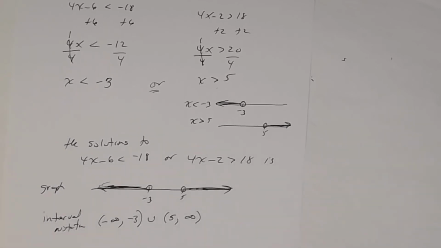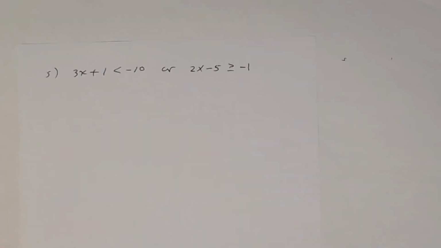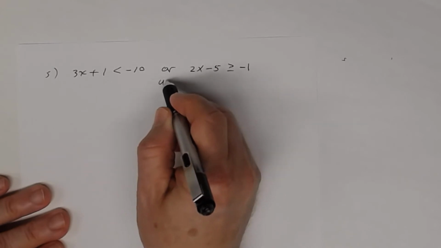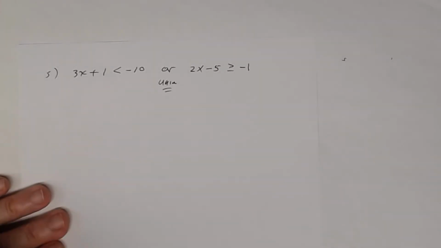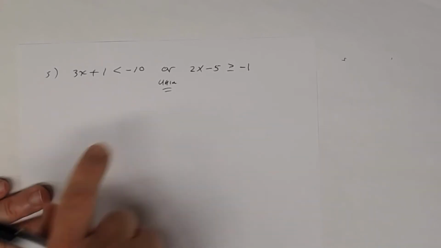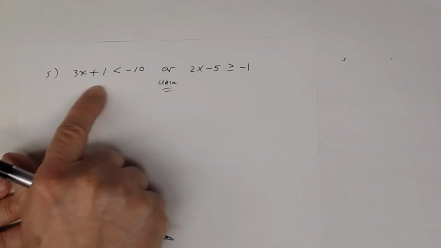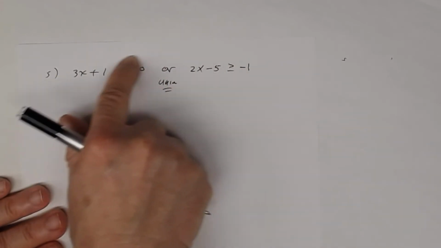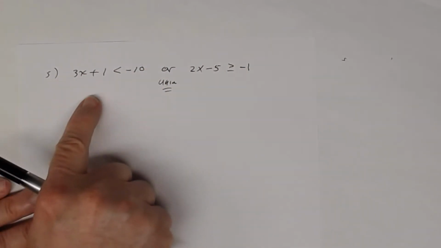All right, let's look at number 5. So number 5, we have 3x plus 1 is less than -10, OR, so it's another OR compound statement. So remember, OR means union, right? And then 2x minus 5 is greater than or equal to -1. So the solution to either this or this is the solution to the compound inequality. So let's solve each one individually.